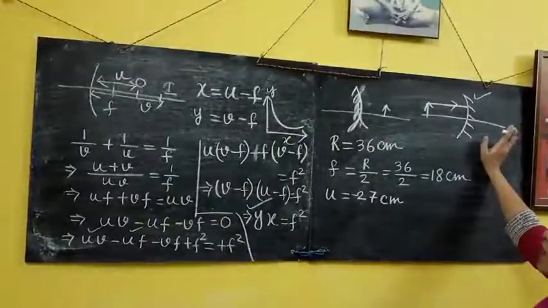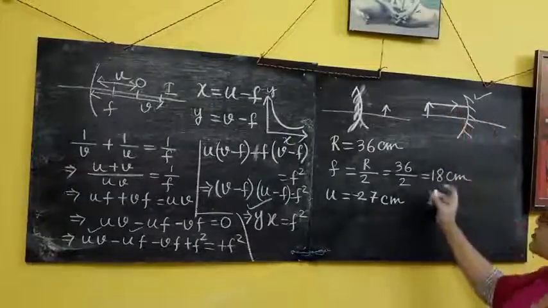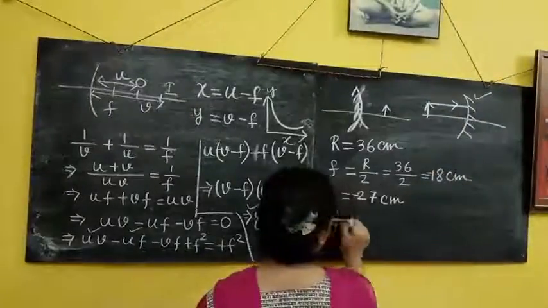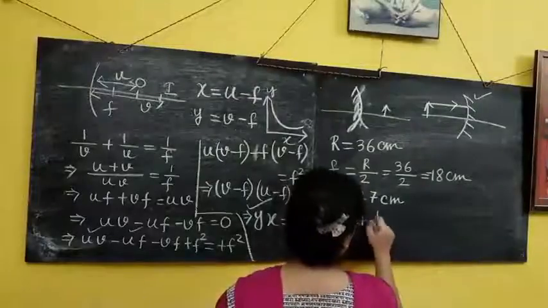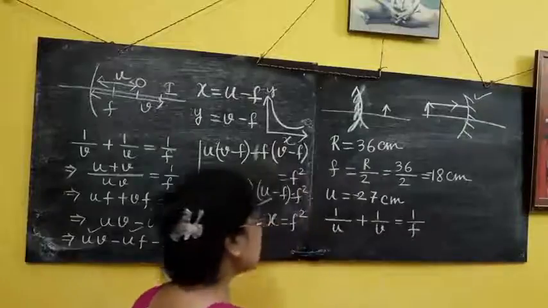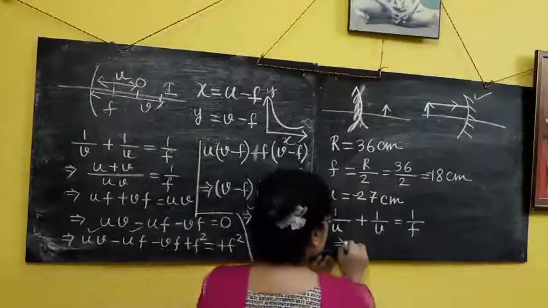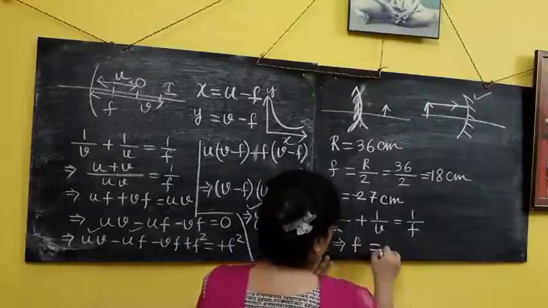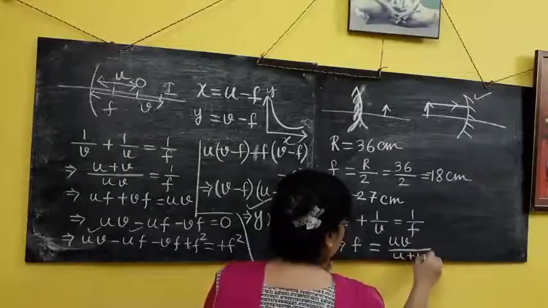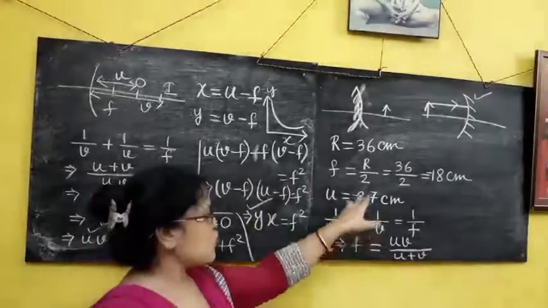Now this is u. Now the radius of curvature is also on the left side, so the focal length is also on the left side. So this is also minus 18. So my equation is 1 by u plus 1 by v equal to 1 by f. No confusion. If I rearrange the equation, I will get f equal to uv by u plus v. If you see carefully, that is v plus u by uv.